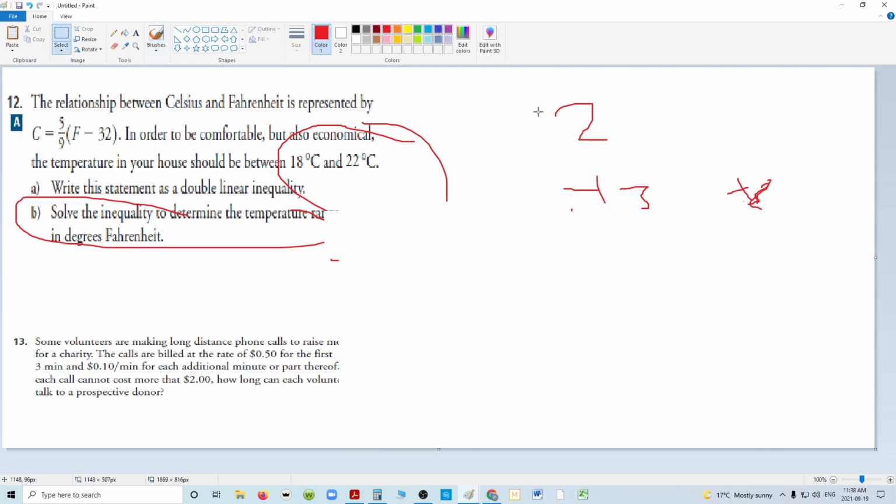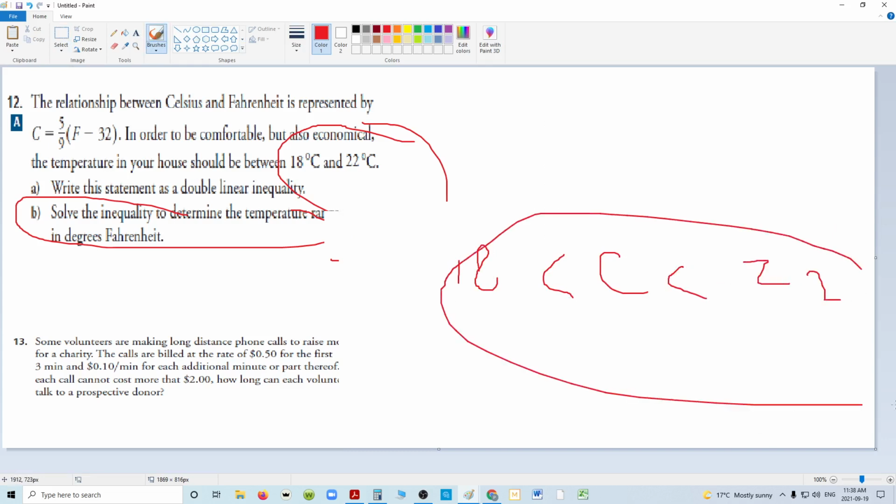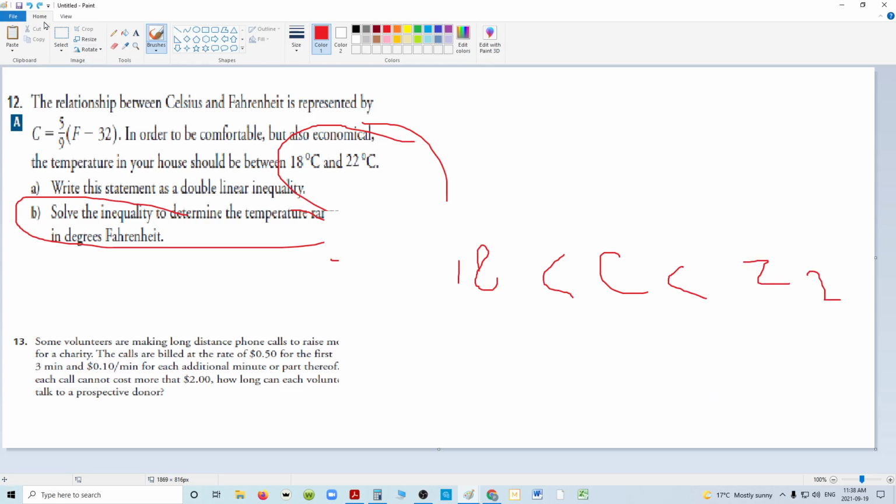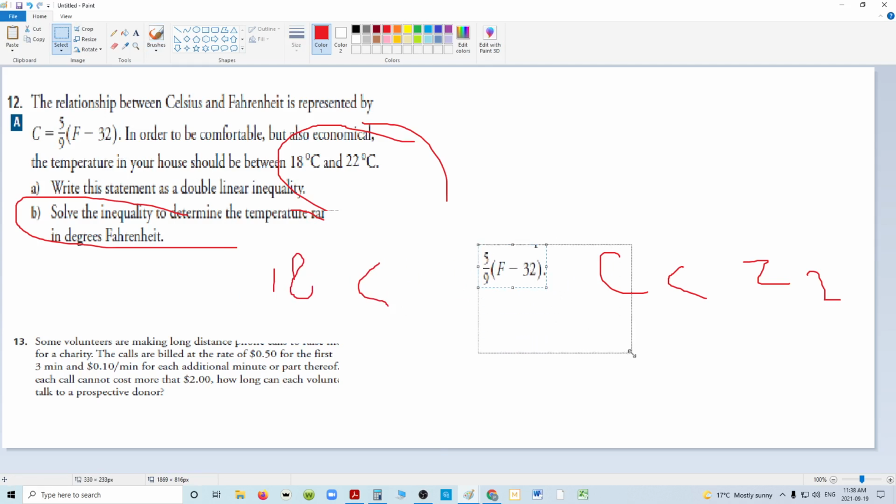If you're writing it for Celsius, you don't even have to convert anything. You would write it like this: when 18 is smaller than the Celsius is smaller than 22, that's when you're most comfortable. In case you didn't know what I did there, I essentially replaced the middle term with the equation, and then I got to solve for F.